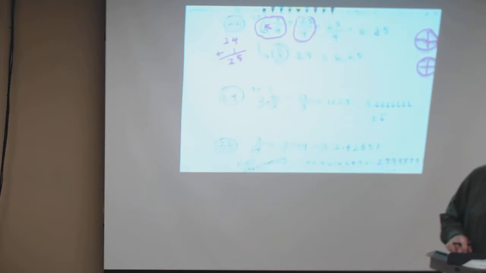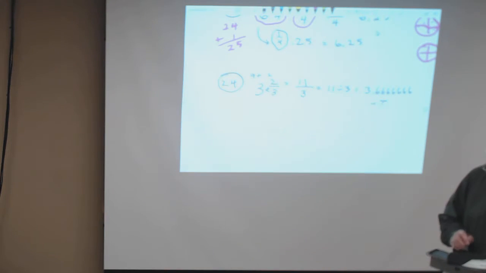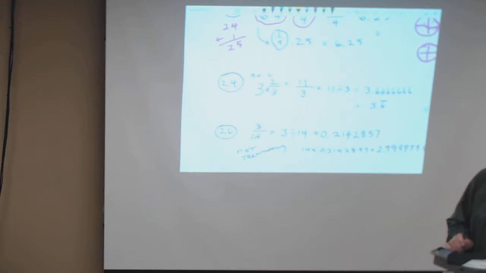And then problem number 24 has one where it comes out to be 3 times 3 is 9, plus 2 is 11. So it's 11/3, and then you take 11, hit the division sign, hit 3 equals, and you get this where this repeats. So you just do 3.6 with a line over the 6. Okay?